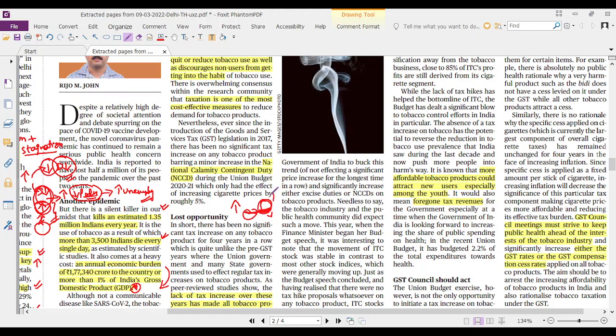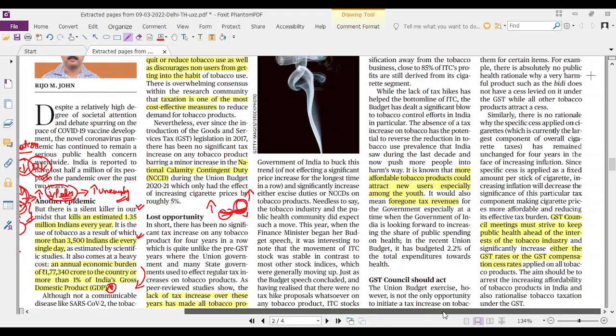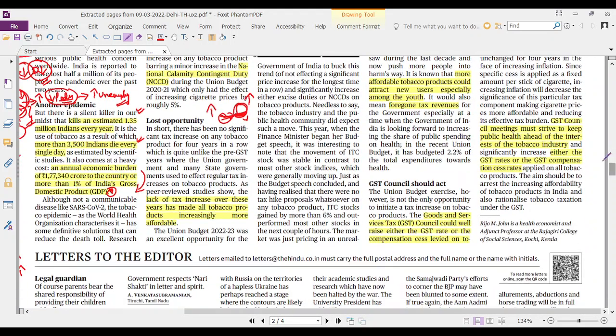If you put high taxes on tobacco products, it would deter many consumers and they would reduce the consumption of tobacco products. By doing that, the government can save the health of the citizens. But if you do not increase the taxes, tobacco products become more affordable, and if they are more affordable, people will get used to it more and get habituated. So the author concludes by saying that the GST Council has to make sure that it increases the rates and cess on tobacco products in order to discourage people from consuming them.